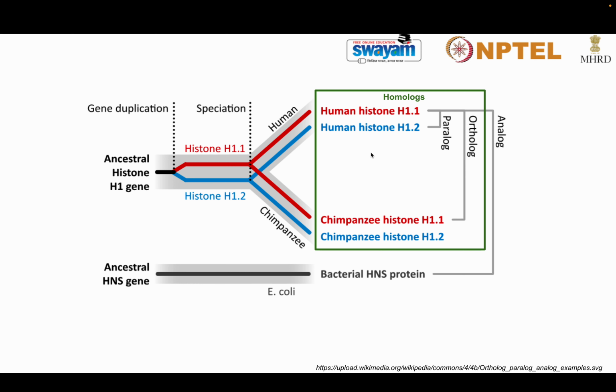When those genes are coming from the same ancestor in two different species, they are called the orthologs. And when this particular gene is sharing its sequence or its function with some other protein which is coming from some other ancestral gene, for example, the ancestral gene is HNS gene, that is forming the bacterial HNS protein, which is very similar to this human histone. So these two proteins will be analogs because they have different origins. They are not sharing their origin, but yet they are performing similar function. So they appear as if they have converged their function. So these will be the analogs.